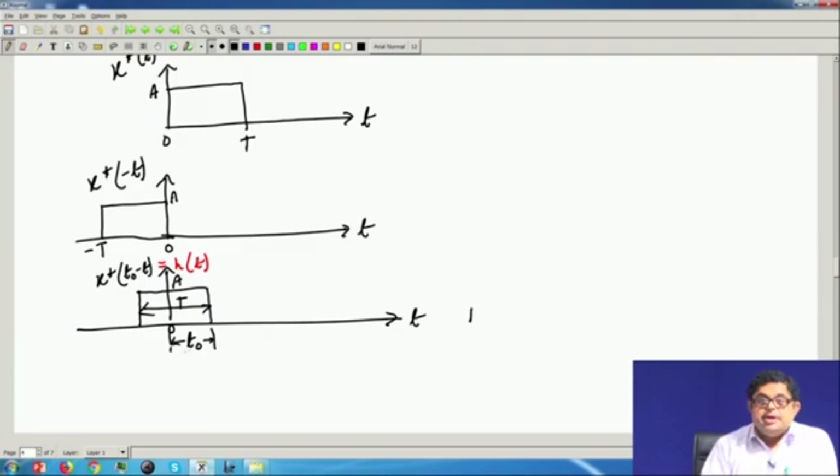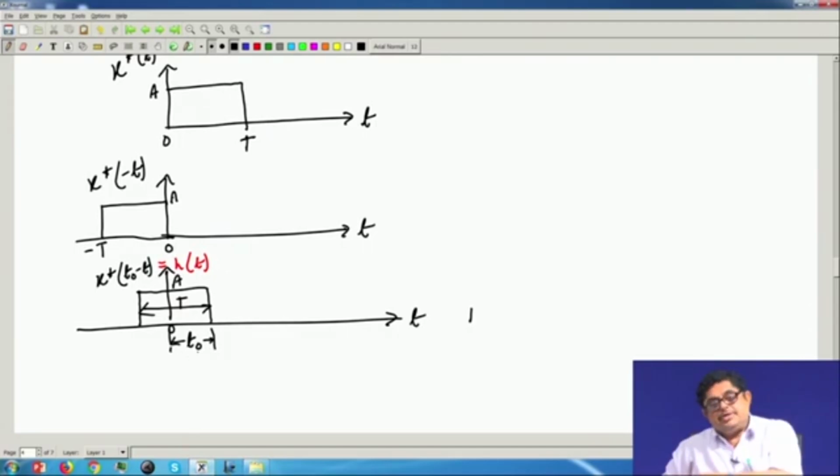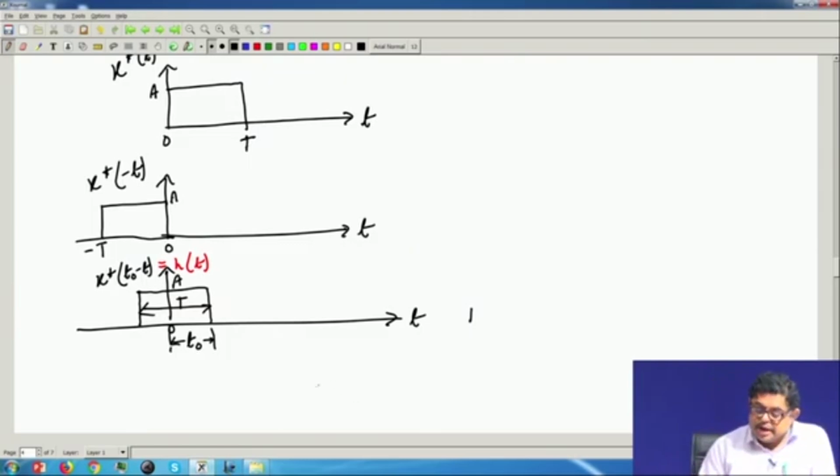Why? Because that depends on the value of t naught. T naught is not in my hand, t naught depends on the target. So, the target is not in my hand. If the target is nearby, then t naught will be small. Whereas, if t naught was such that it was at least equal to capital T, then this whole thing would have shifted and I would have got a causal transfer function. So, I can write that one thing is that h(t) may not be causal.